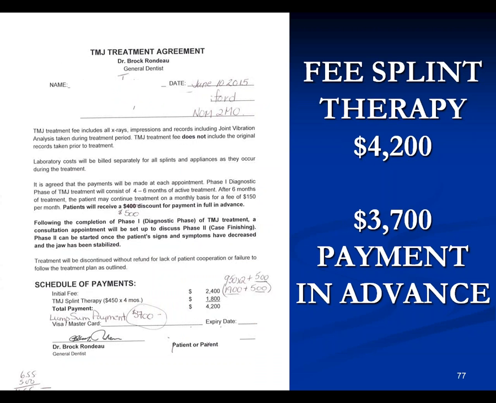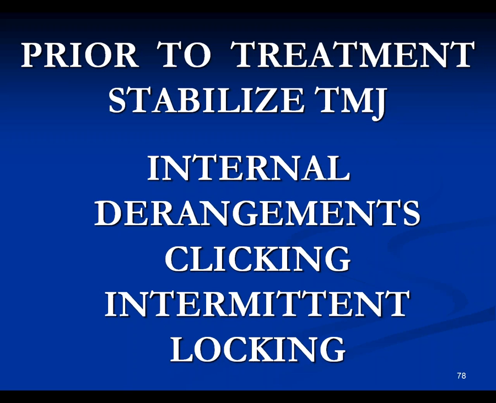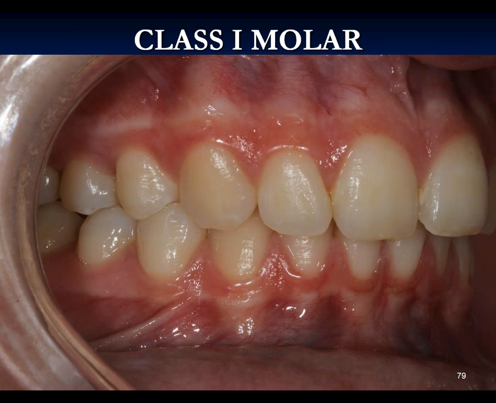Okay, so this patient is going to pay me $3,700 in advance or $4,200 over time. And when they understand what's going on and you show them, they're more than willing to go for treatment. Okay, again, is it an internal arrangement? Yes, it is. She was clicking, and you saw that. She was clicking, and also she had vibrations in her joint, which we picked up with a joint vibration analysis.